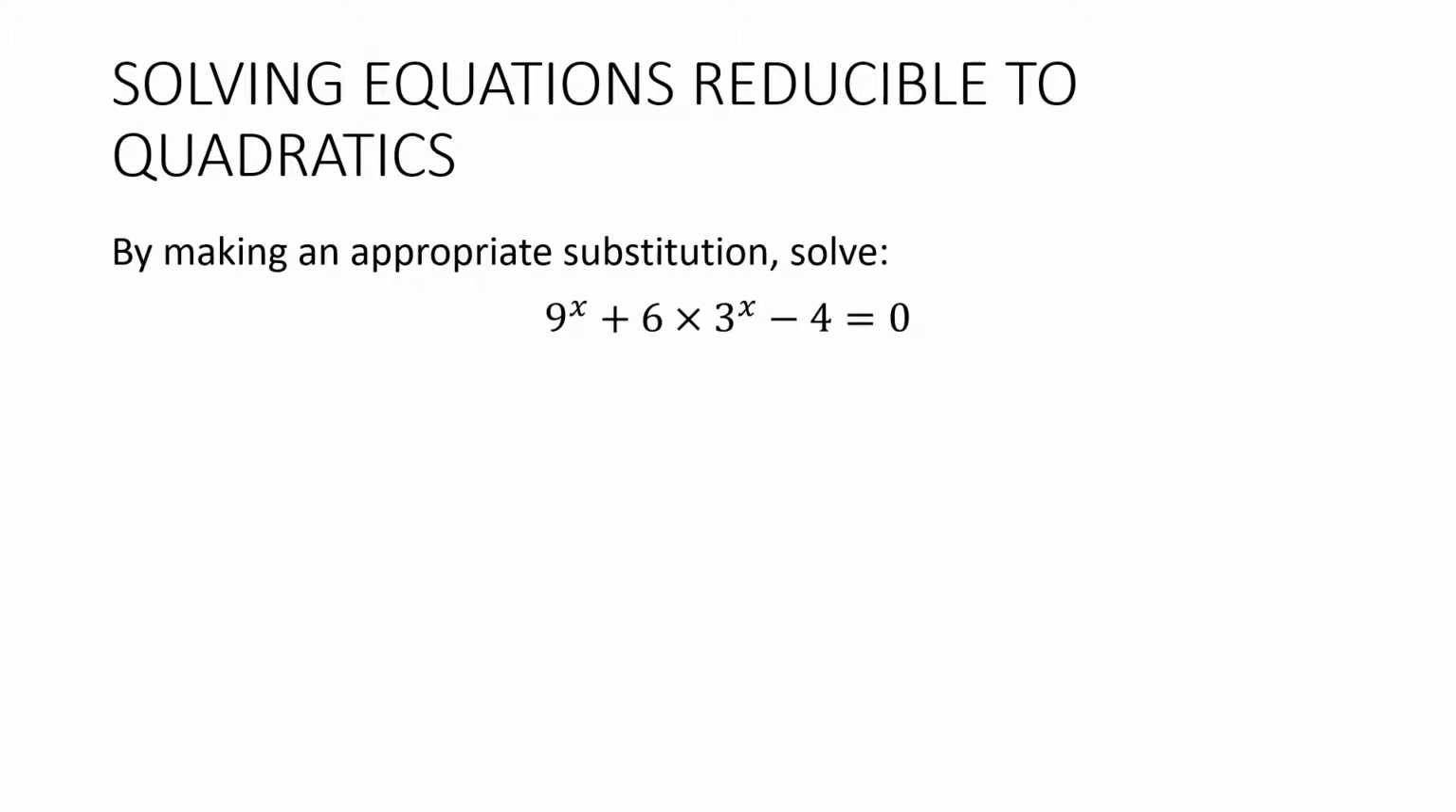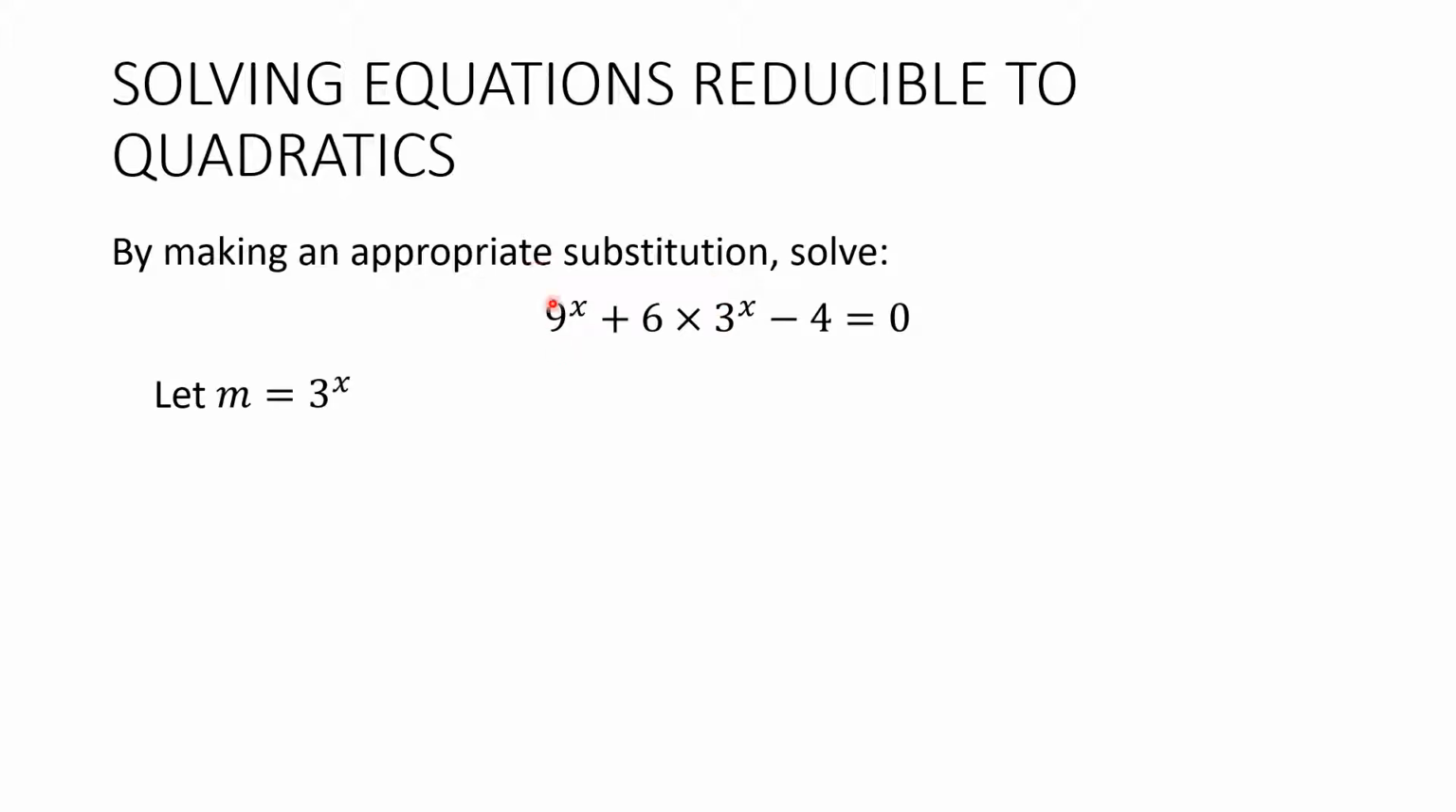So earlier on in the video we tackled a question like this where we had to factorize. Now we have to solve the equation. And it's telling us to make an appropriate substitution and solve this. So remember this was 3 squared to the power of x, and I've got another 3 to the power of x here. So that's going to be my substitution. Let m equal 3 to the power of x.